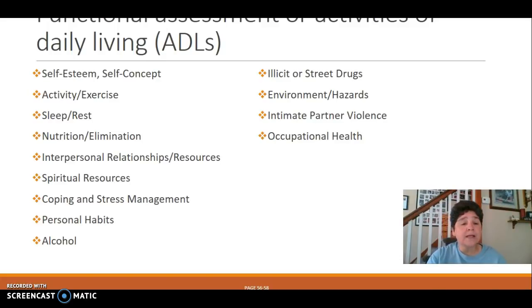But read through these and notice that all of these things are included, and these are the things we need to ask our patients about. One of the things I want to point out on here is it says illicit or street drugs. So these are things like maybe they use marijuana, maybe they're an opioid user. We need to know these things because we can't take care of them if we don't know.